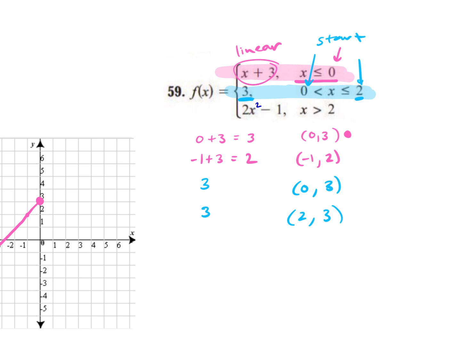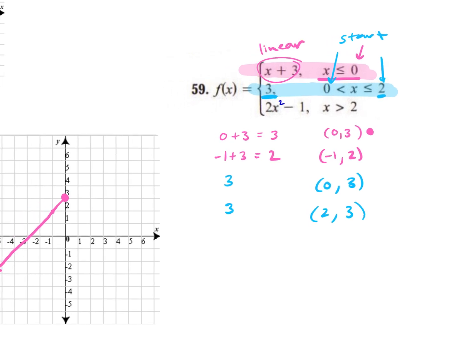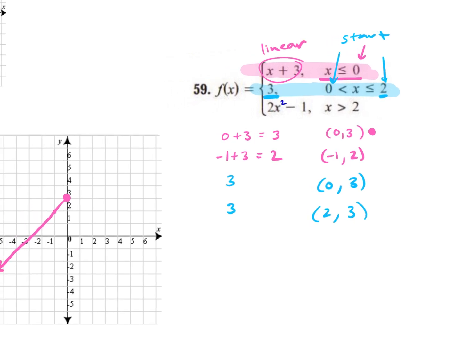But if it's just a number, what type of graph do we have? Let's plot these points and maybe we can see. At 0, 3, is it an open or closed circle? Open. And at 2, 3, is it an open or closed circle? Closed. These have specific open or closed circles because they are the values that are given. So only the values that are given, you want to put a specific designated open or closed circle.